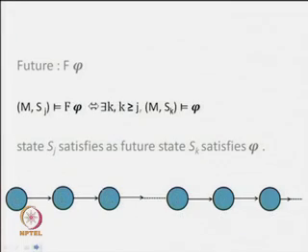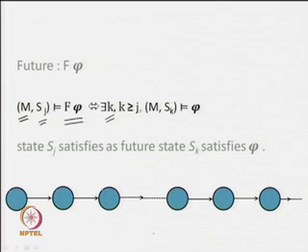Now, next we are going to look at eventuality or future, F phi. How are we going to define it? We can say that in a model M, in state Sj, F phi holds. This is a temporal formula F phi. In the future phi holds, basically it says that we are going to get some state k in the model, where k is greater than j, if we are looking at a particular state j, such that in model M, in state k, phi holds.